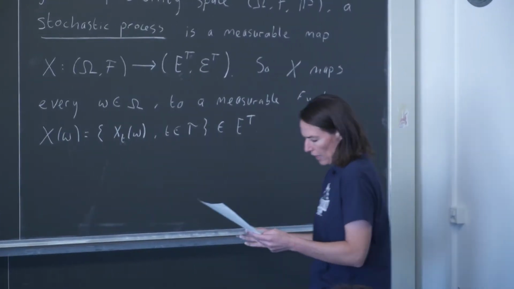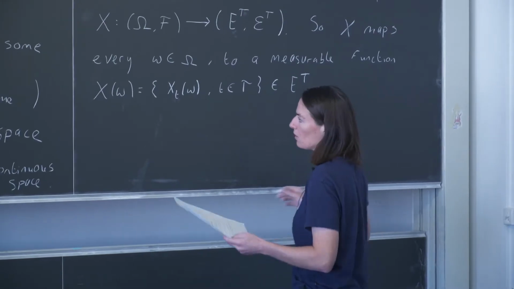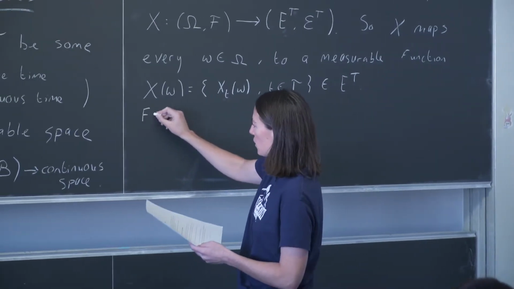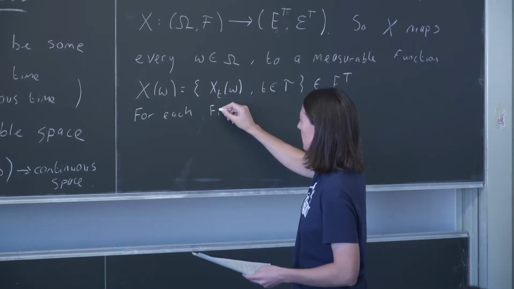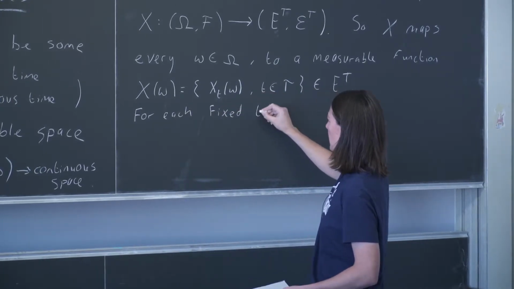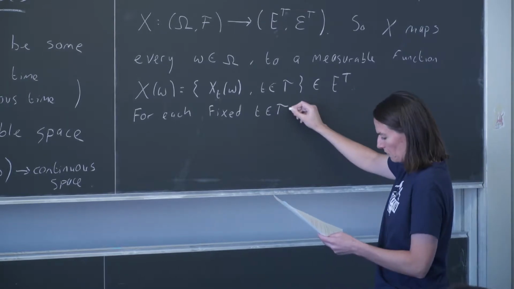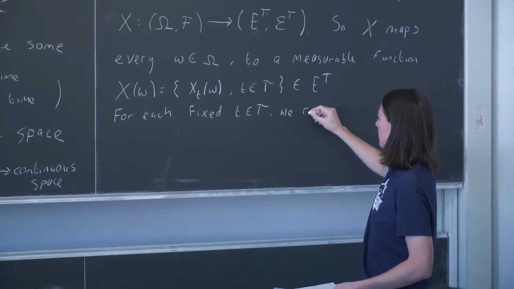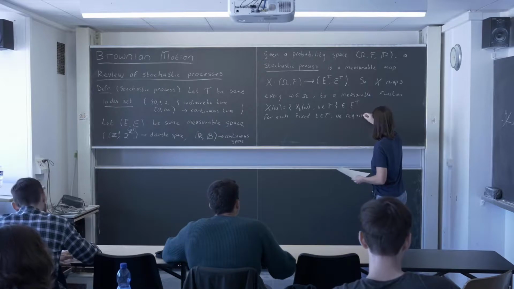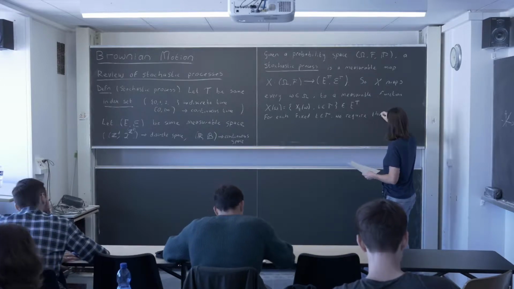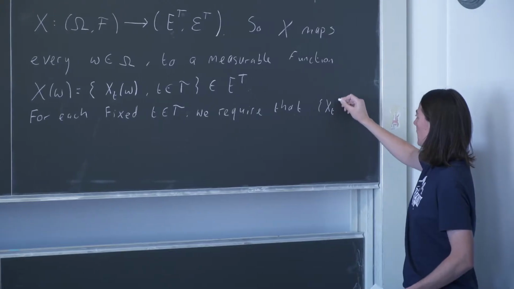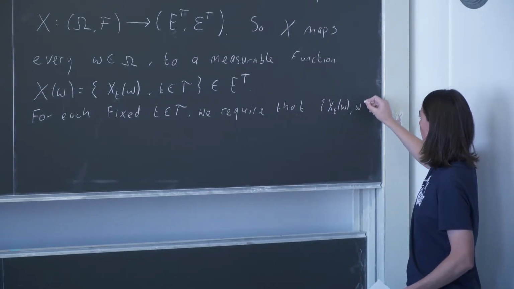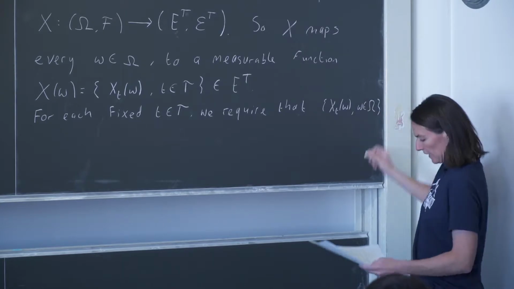Okay, and then just a couple of comments. So for each fixed t in our index set, we require that the set X_t of omega, where omega is in Omega, is a random variable.